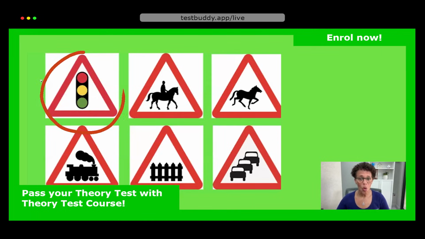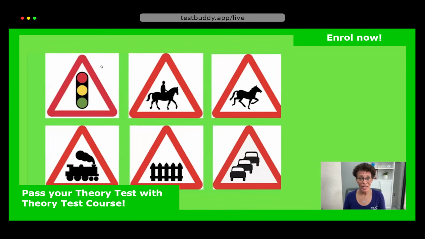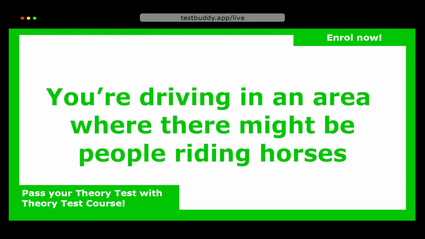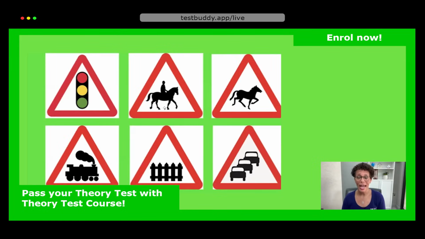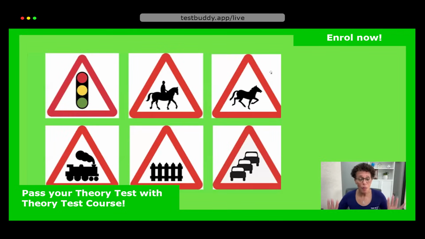Sign A is warning you about you driving towards traffic lights. Check your mirrors. Ease off the gas pedal, the accelerator pedal. Don't keep on speeding up. This sign is warning you you're driving in an area where there might be people riding horses. Check your mirrors. Look well ahead of you. And this one, there might be wild horses in your area. Horses that just roam around everywhere. So be very, very careful.